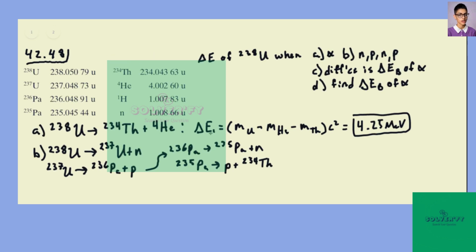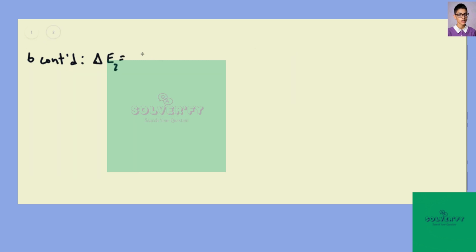To keep track of things, let's call the first one delta E1 and the second one delta E2. This is an annoying long expression, but we have to do it. We have the difference in mass in uranium-238 and its products: uranium-237 minus the mass of a neutron. We add to that the difference in masses of the next decay, so the mass of the uranium-237 minus the mass of the protactinium-236 and the mass of the proton.